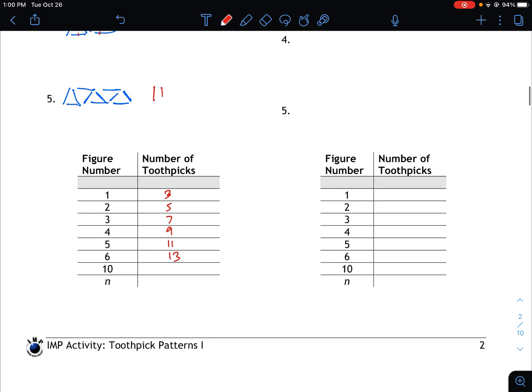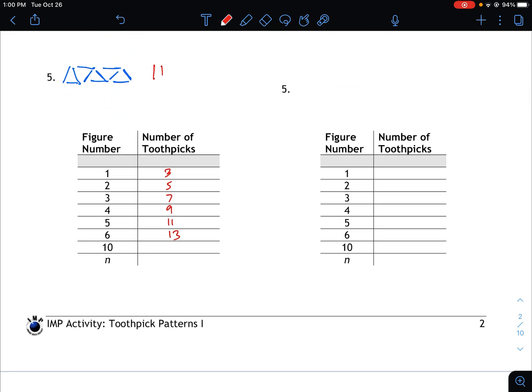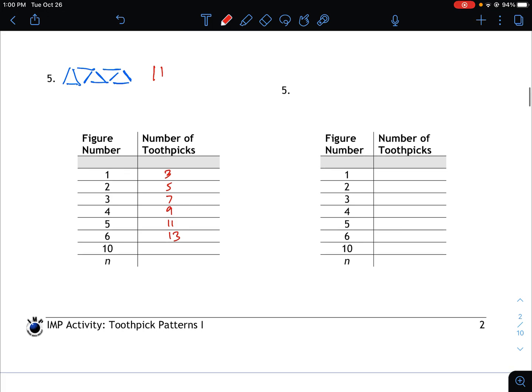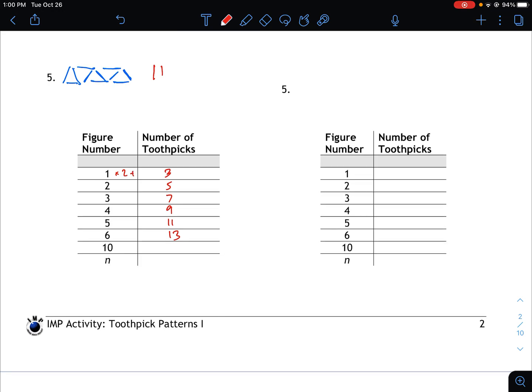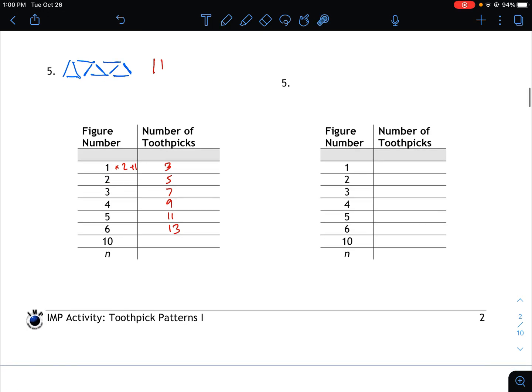Well, let's see. If we're just adding 2 each time, you can't just say you're multiplying by 2. You can't say what's going on is I'm just multiplying by 2 every time, because it's more than just multiplying by 2. Because if I multiplied 1 times 2, that doesn't get me 3. But what if I multiply by 2 and I add 1 more? Would that get me 3? It would. What if I multiplied 2 by 2 and added 1? 2 times 2 is 4, plus 1 does equal 5. 3 times 2, that equals 6, plus 1, that's 7.